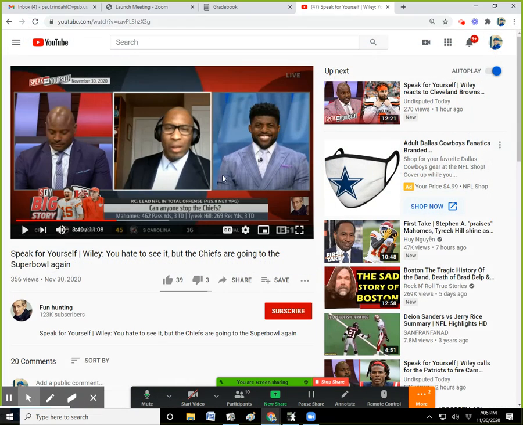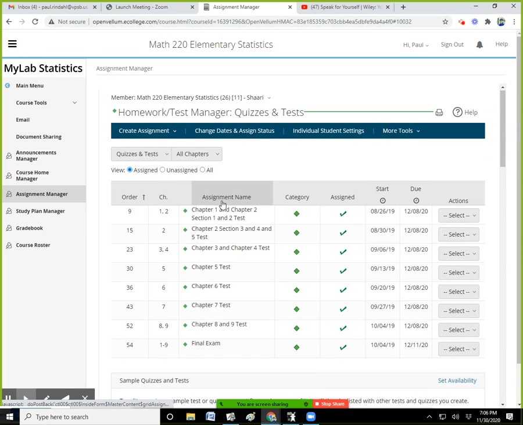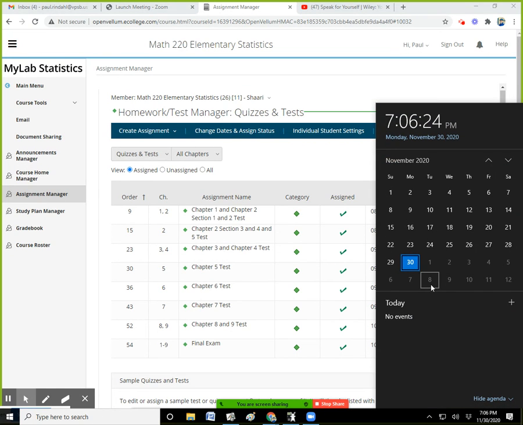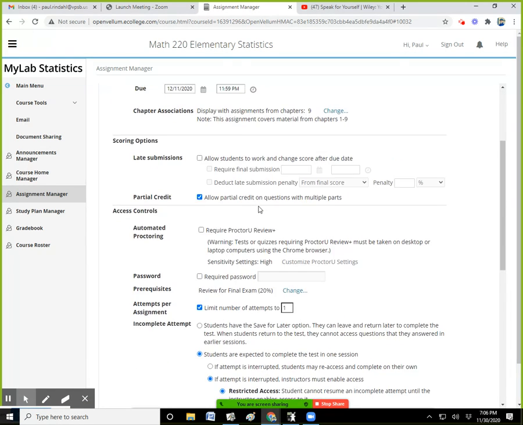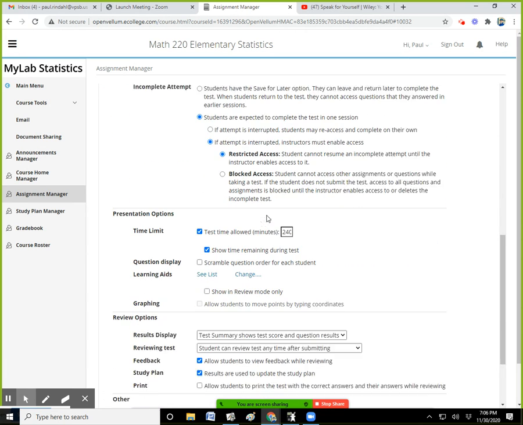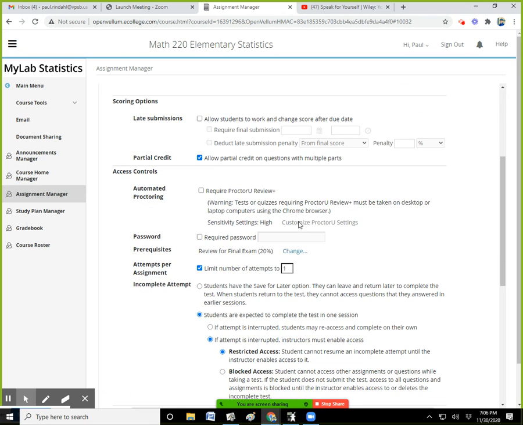Now, real quick, let's go up here and let's look in here. Assignment manager. So all of the tests are still open until the 8th. Okay, so if you look, the 8th is next Tuesday. Okay, now the final exam has to be done by the 11th. Okay, so let me go look and see. 240 minutes allowed. Let's see. Anything about passwords? Nope. So I'm not requiring Proctor U. I'm not requiring a password. Okay. So you can go on and you can take it.